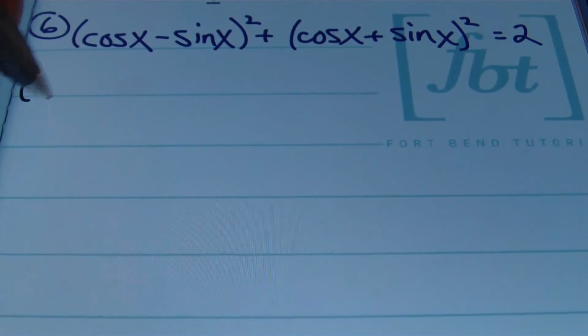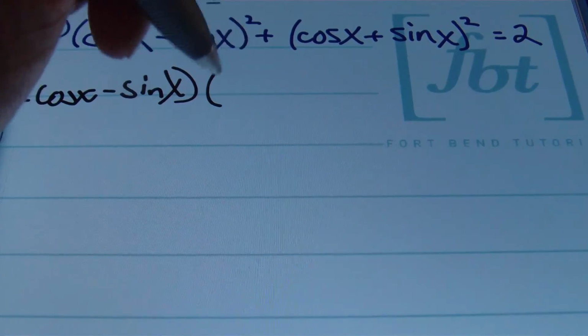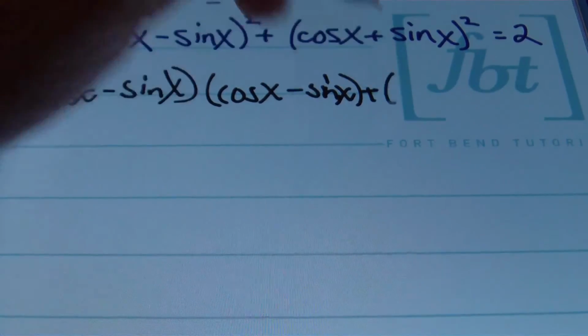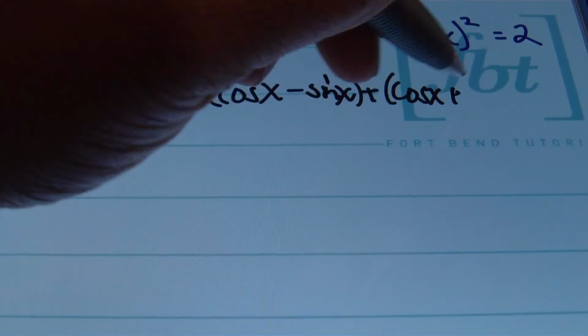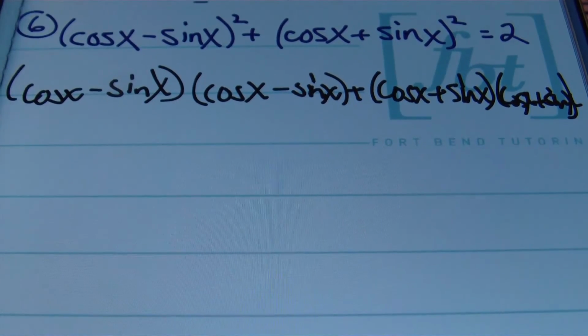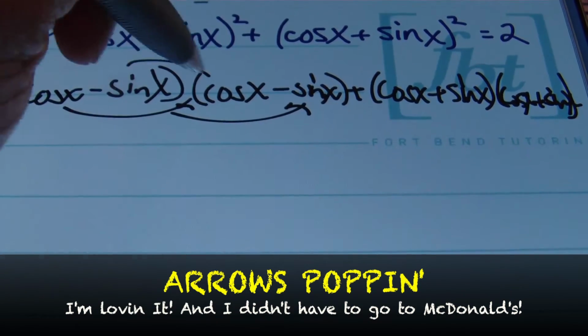So we have the quantity cosine x minus sine x times cosine x minus sine x, plus cosine x plus sine x times cosine x plus sine x. Oh, I am squeezing that in there, aren't I? That is a hot mess over there, but it's simply just the cosine x plus sine x written again. Just trust me. All right, we're going to get our arrows popping. So we're going to be multiplying these binomials out. I know you want to see it. There you go. There's your arrows.